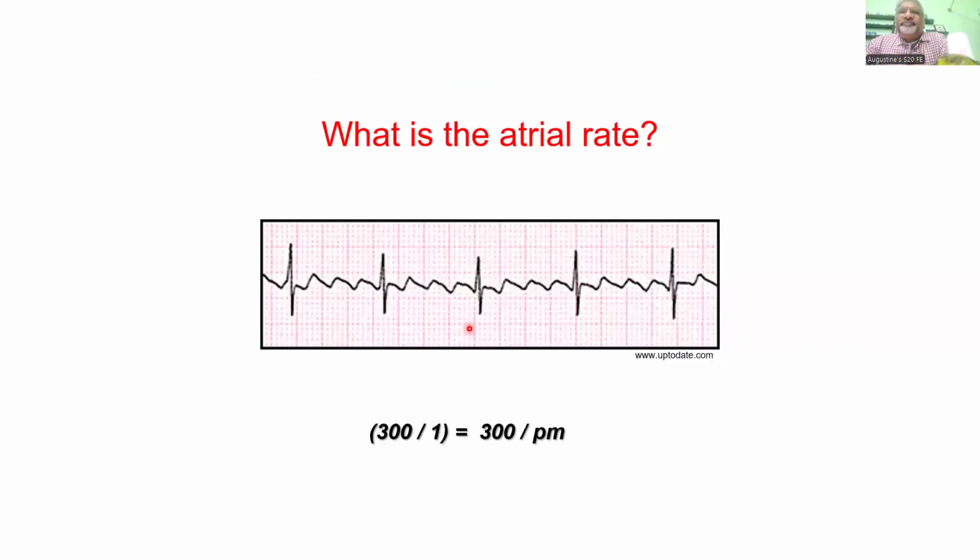This rule will apply only when the rhythm is regular. What I mean by regular: the interval between one RR is the same as the next RR, the same as the next RR, the same as the next RR. If the interval is exactly the same between each R wave, then we call it a regular rhythm. So this formula of 1500 or 300, all those formulas will apply only when the heart rate is regular.